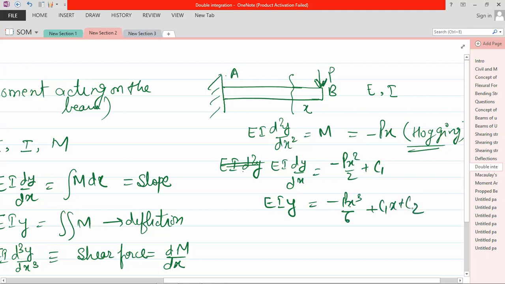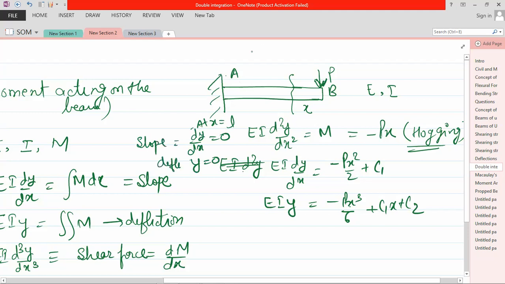Now we need to obtain c1 and c2. So what will be c1 and c2? For the cantilever, both the conditions occur at point A, that is at x is equal to L, because we are taking x from here. So at x is equal to L, dy by dx is equal to 0, and y is equal to 0. What is the meaning of this? This means slope is equal to 0 and deflection is equal to 0.